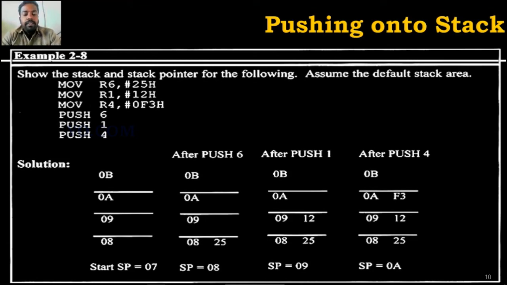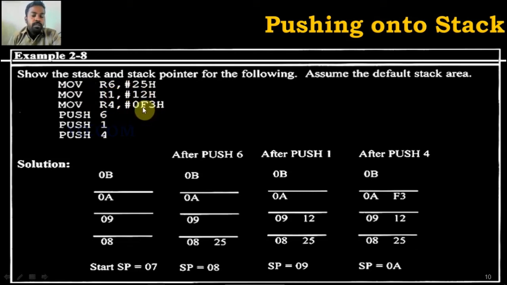Next we are going to see the stack, how to access a stack. See the example: show the stack and stack pointer for the following. Assume the default stack area. What will happen after the execution of this program? Initially this is the stack position. First we have to see the program. MOV R6, 25; R1, 12; R4, F3.